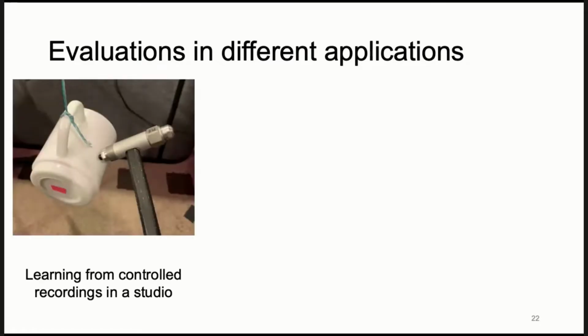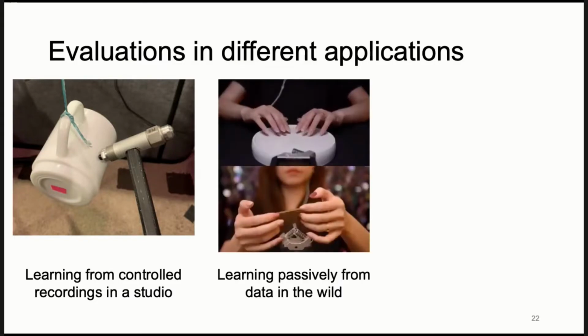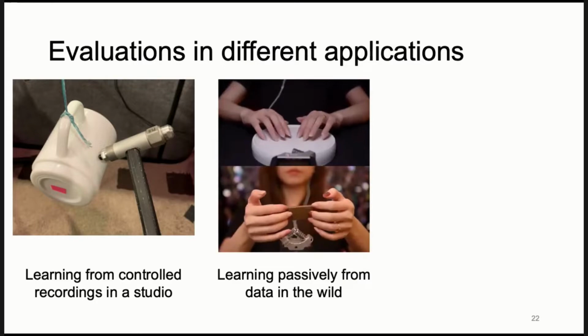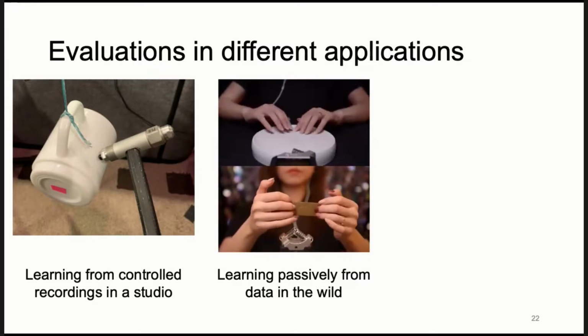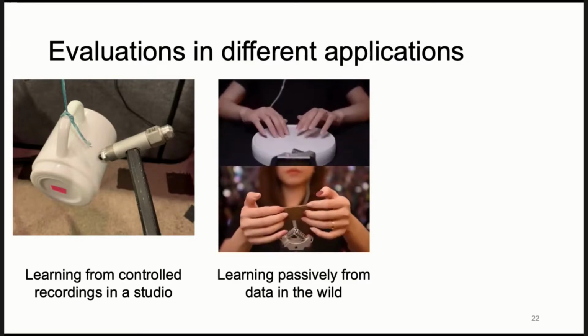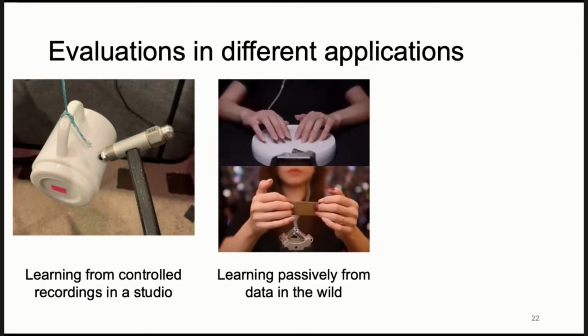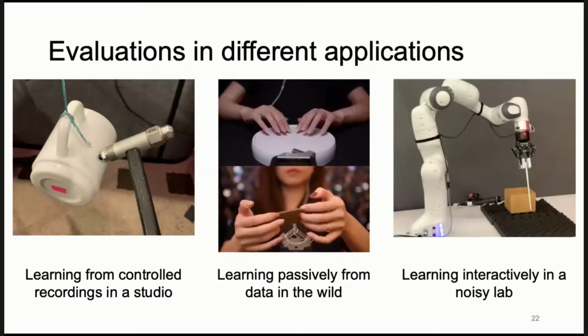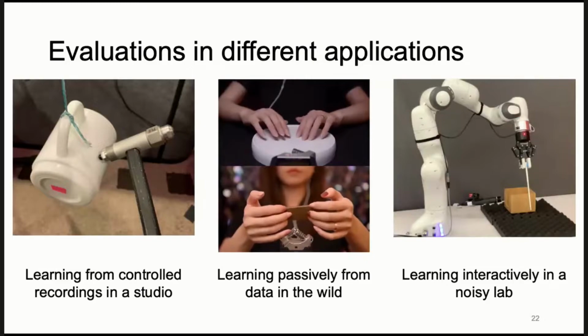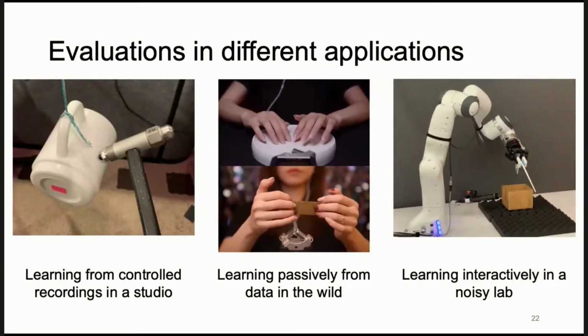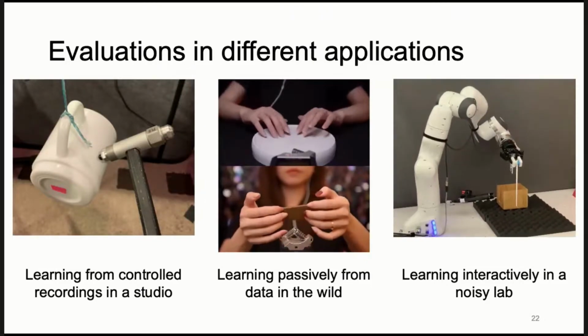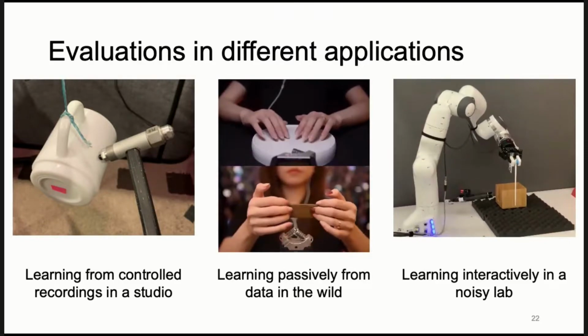We evaluate our model in three different applications. First, showing that we can learn from controlled recordings in a studio, just like existing model-based methods. We next show a passive learning use case where diff impact can outperform existing deep learning-based methods to enable a robot to learn acoustic models of objects passively from data in the wild. And finally, we show an interactive learning example where diff impact can equip a robot to learn separated acoustic models from impact sound recordings it collects in a noisy robotics lab.